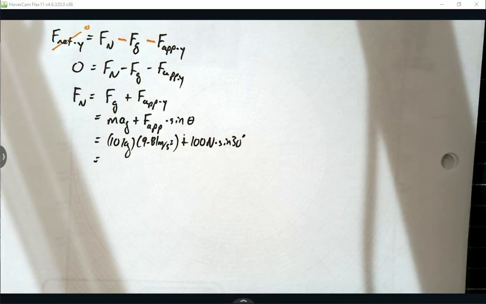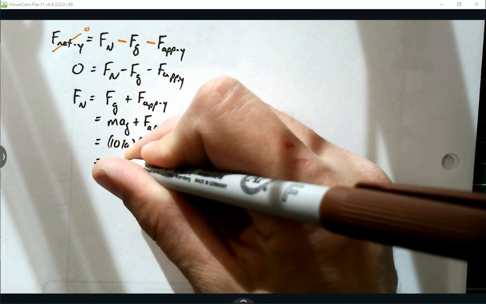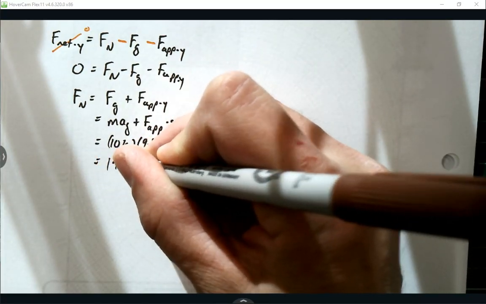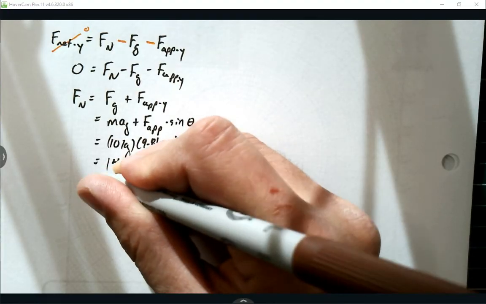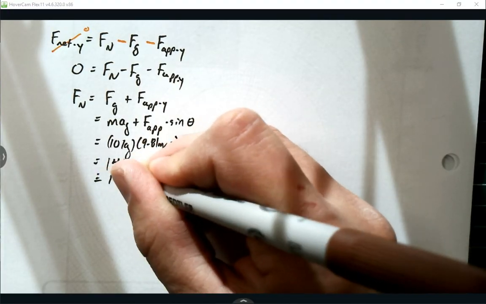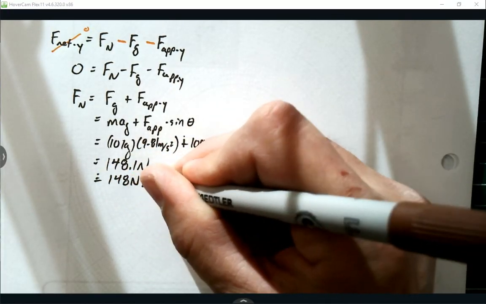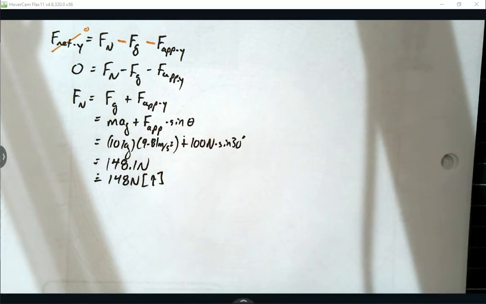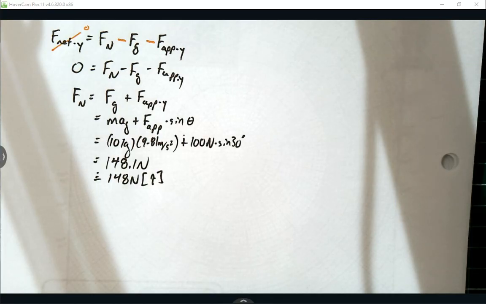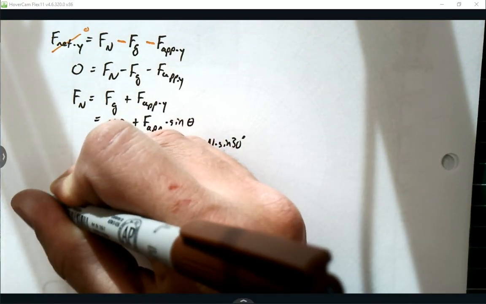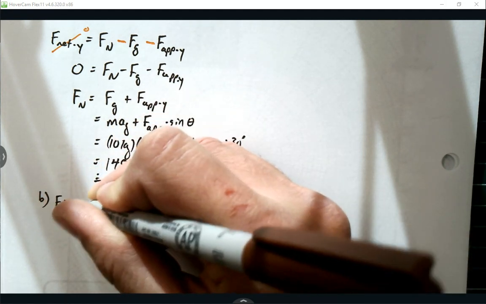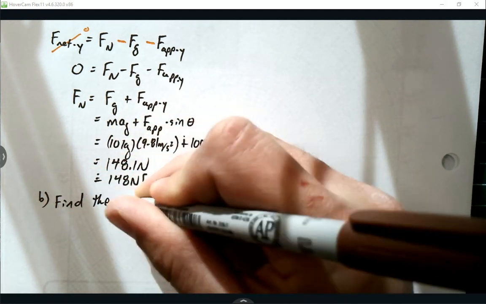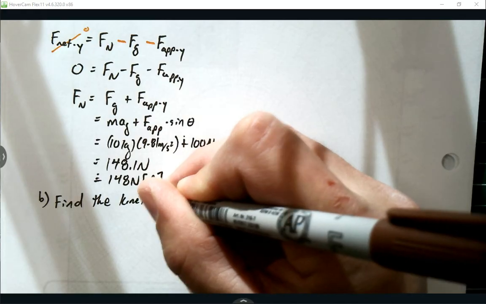Alex, you got it? 148.1. Nice. 148.1 newtons. It looks like we're going to round to 3 sig figs anyway, so approximately 148 newtons. And we could also throw in up if we really wanted to. And of course, based on the preamble at the very top of the page in my top margin, it makes sense that we would probably want to do the next logical thing, find the friction force, the kinetic friction force, I should say.